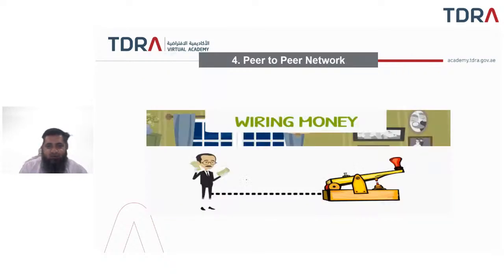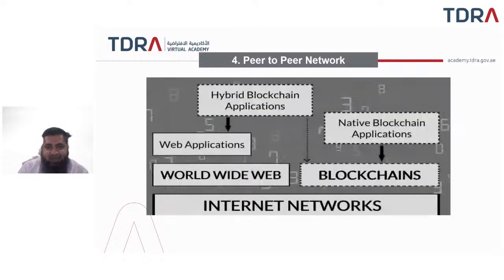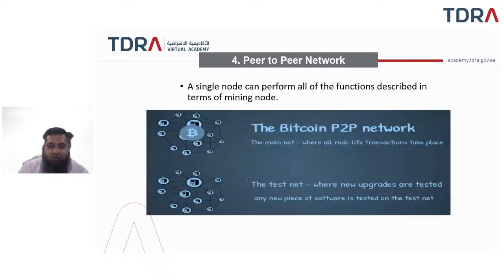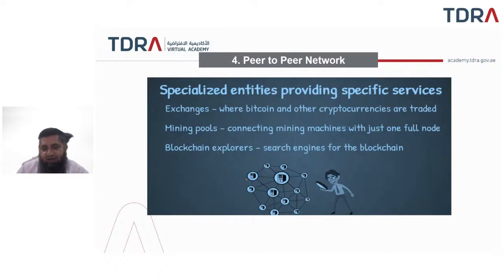So now here is the fourth quality, and that is called a peer-to-peer network. It means all the persons who are connected to the blockchain have a copy of the blockchain. So all the connected nodes have a copy of the blockchain. This is called peer-to-peer, meaning all the nodes have equal power in the blockchain and equal access to all of it.